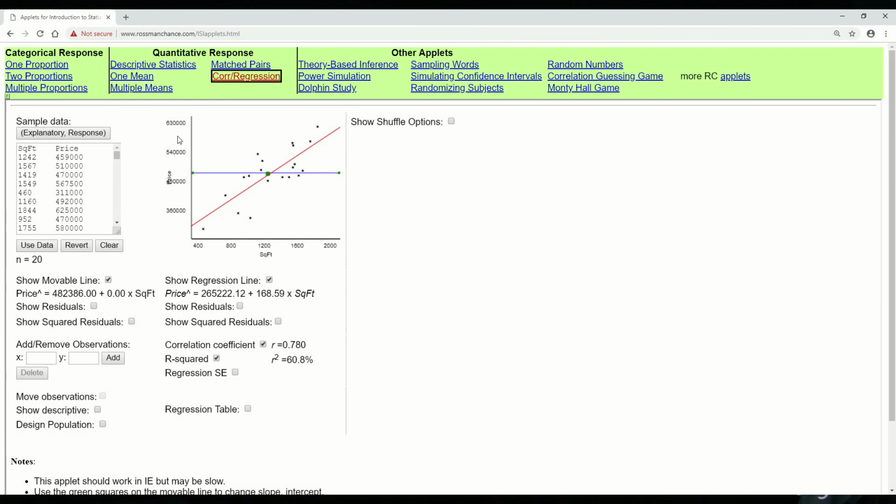60% roughly of the variation in house price can be explained by the variation in square footage. So there's other variables at play in determining house price, but we can say statistically from our data that 60% of the change or variability in house price can be accounted for by this variation in square footage.